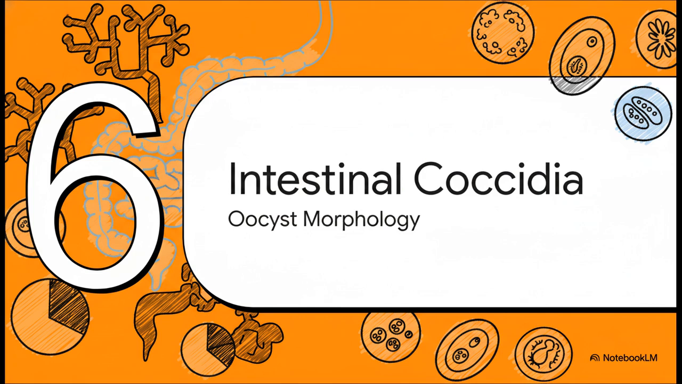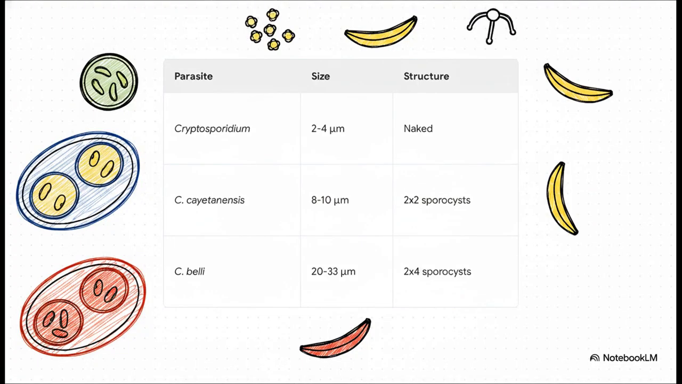Section 6. Morphology of intestinal coccidia. Let's wrap up our structural analysis here. Identifying intestinal coccidia oocysts really comes down to an ascending scale of size and internal structure. Cryptosporidium is the smallest of the bunch, at just 2 to 4 micrometers in diameter. Inside, it contains 4 naked sporozoites with absolutely no sporocyst holding them.